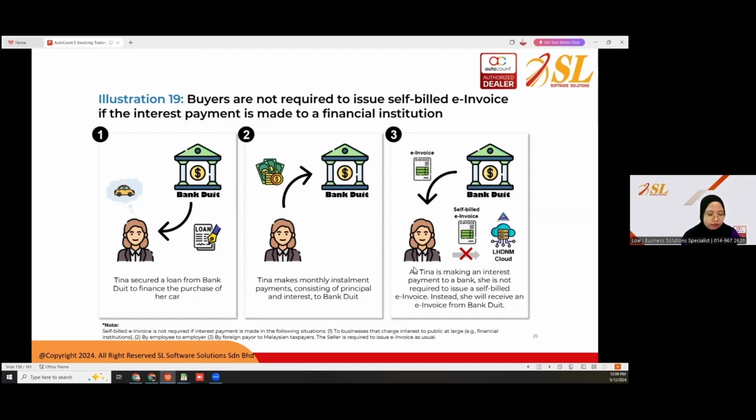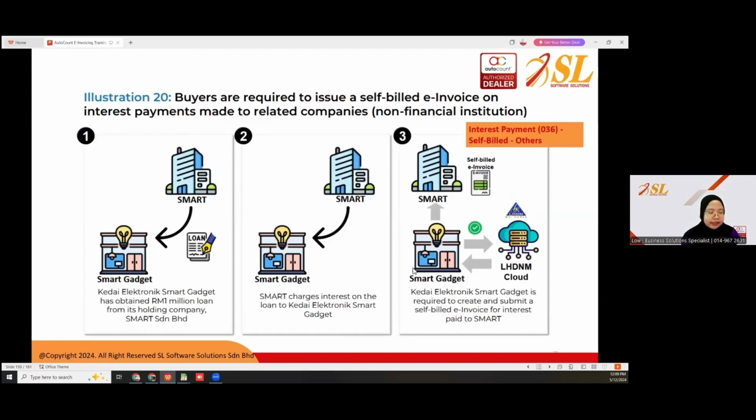Okay, another one is buyers are required to issue self-billed invoice on interest payment made to related companies.